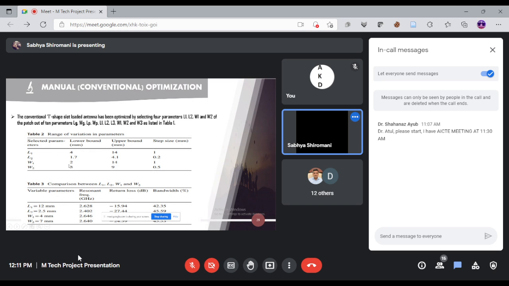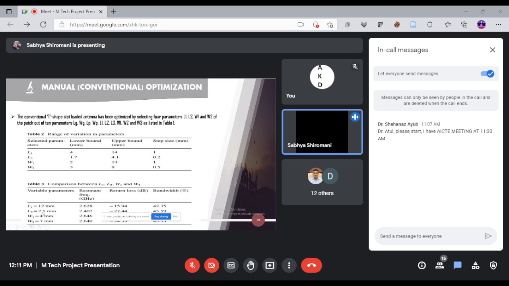For this, we will be designing the antennas, which I have done. So I have designed the various antennas over there, and I will be taking out the best results out of those. As you can see, at L1 is 12, we are getting this result, which is the best out of the range of L1 from 4 to 14 with the step size of 1. So we will be getting 10 antennas for that as well.